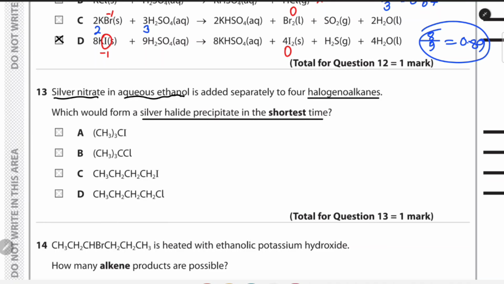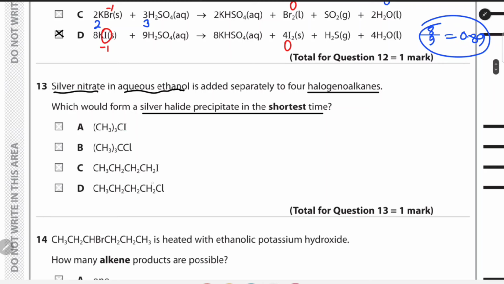We have learned 2 different orders of the reaction rate of halogenoalkanes with silver nitrate in aqueous ethanol. 3 of the options have chlorine as the halogen, while option C has iodine. As we go down group 7, we have 2 options with iodine. So this is iodine, this is CI, not Cl. We have to be careful about that. So we have 2 options where iodine is the halogen and 2 options where chlorine is the halogen.